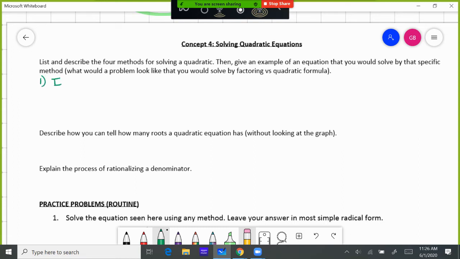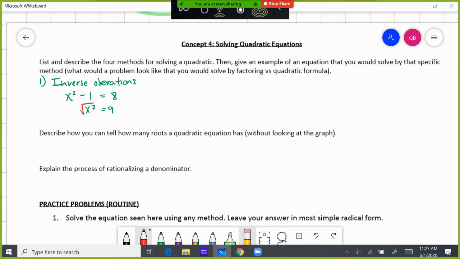One of them is inverse operations. For example, if you have x squared minus 1 is equal to 8, the opposite of minus 1 is plus 1. So you're going to add 1 to both sides. And the opposite of squaring something is square root. So you're going to find the square root of both sides. So that now x is by itself, and the square root of 9 is either positive or negative 3. Okay, that's how you solve with inverse operations.